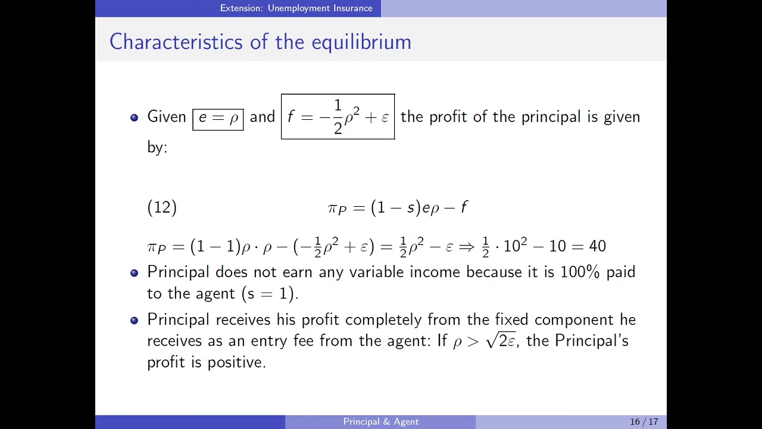The principal does not earn any variable income because it is 100% paid to the agent, as the share is always 100% in this case. The principal receives his profit completely from the fixed component he receives as an entry fee from the agent. As we see in this case, the right-hand side of the equation, which is the variable component, is 0, but the fixed salary, which was minus 40 for the agent, becomes plus 40 for the principal, and it is written as the profit for the principal at the end. So if rho is greater than the square root of 2 times epsilon, the principal's profit is positive.